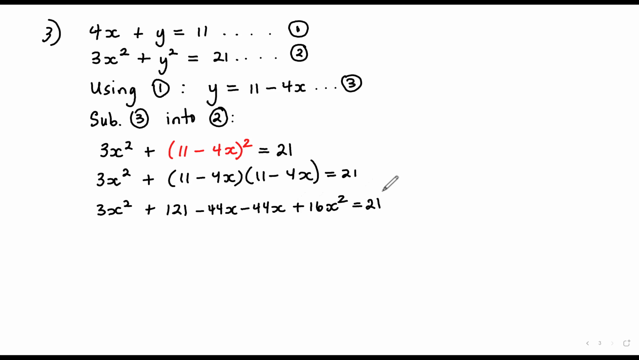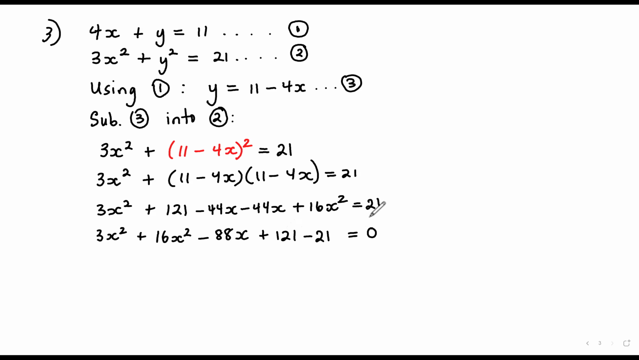All right, so now we simplify this even further. This would be, well, 3x squared. I'm going to group my like terms. So I'm going to put plus 16x squared next to the 3x squared, since they are both terms in x squared. And then I have minus 44x and minus 44x. So that would give me minus 88x. I have plus 121. And I'm going to move this 21 to the left-hand side to become minus 21 to make all of this equal to 0.